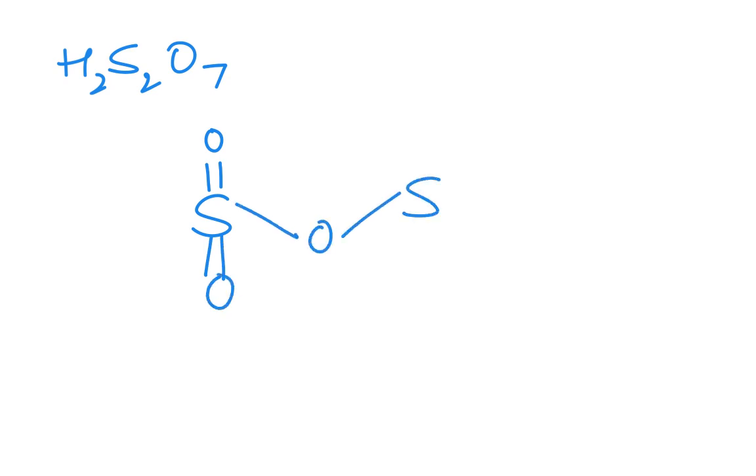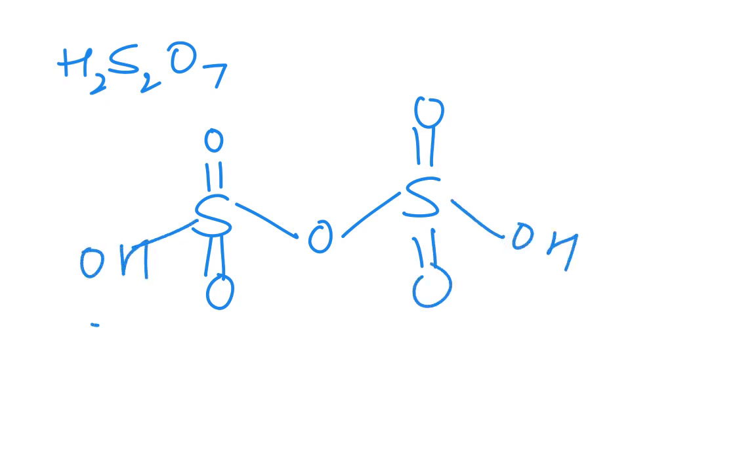One more time I will draw this. H2S2O7. I think it was not clear, so I am drawing again. Double bond O, then one oxygen atom, sulfur, double bond O, then one OH here and one OH. This is oleum.